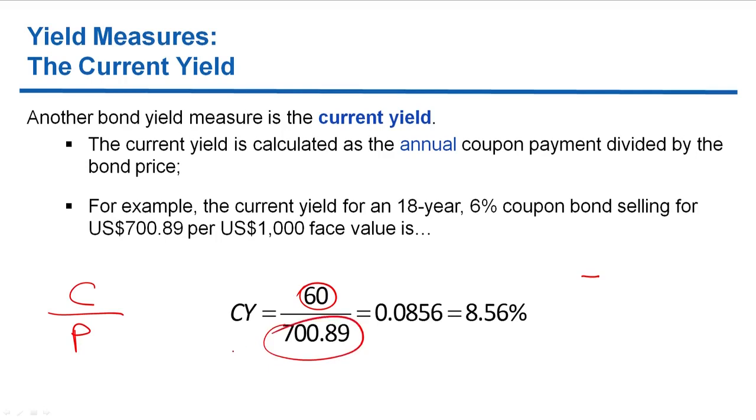So the current yield basically is telling you how much in cash you're getting from holding the bond for 1 year. It doesn't say anything about whether you want to hold the bond until maturity or not, but it's just telling you, look, if you get this bond and if you hold it for 1 year, this is how much cash you're getting from that. Okay, so that was the current yield.